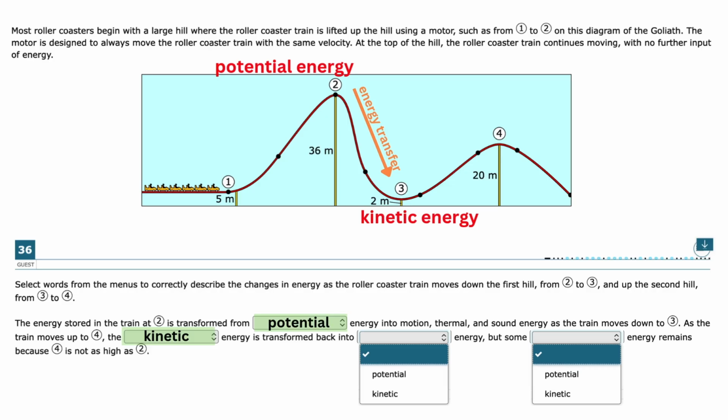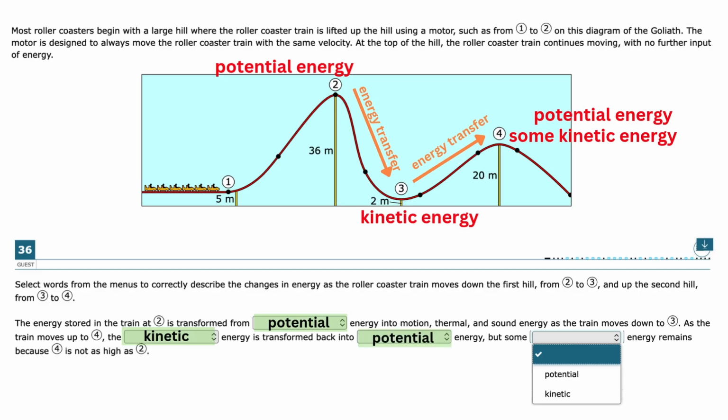As the train moves uphill again from point 3 to point 4, kinetic energy is transformed back into potential energy as it gains height. However, since point 4 is lower than point 2, it cannot regain all the potential energy it originally had. Some kinetic energy still remains at point 4 because the train is not as high up as it was at point 2. This shows how energy is conserved but transformed into different types as the roller coaster moves through its path.